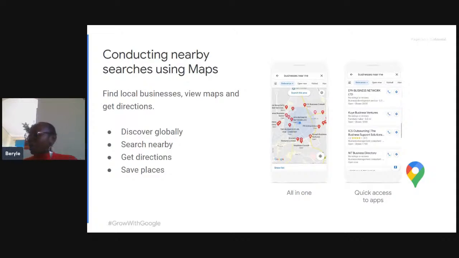What are the benefits of conducting nearby searches using maps? All right. Just give me a second. Yeah. So what are the benefits of conducting nearby searches using maps?